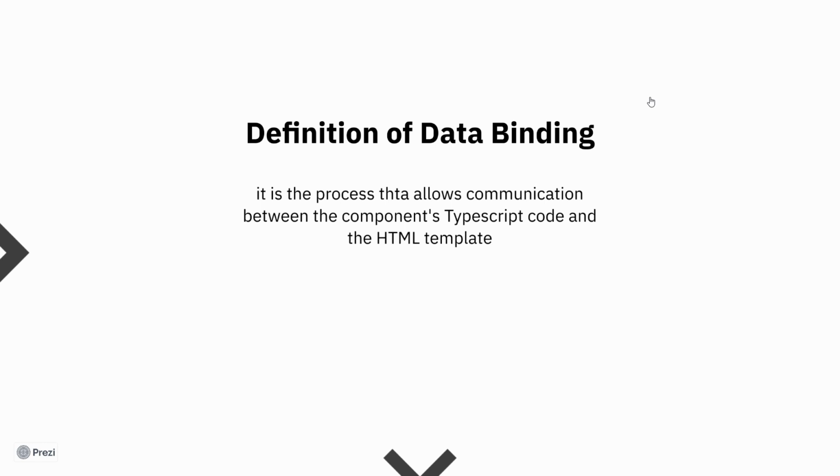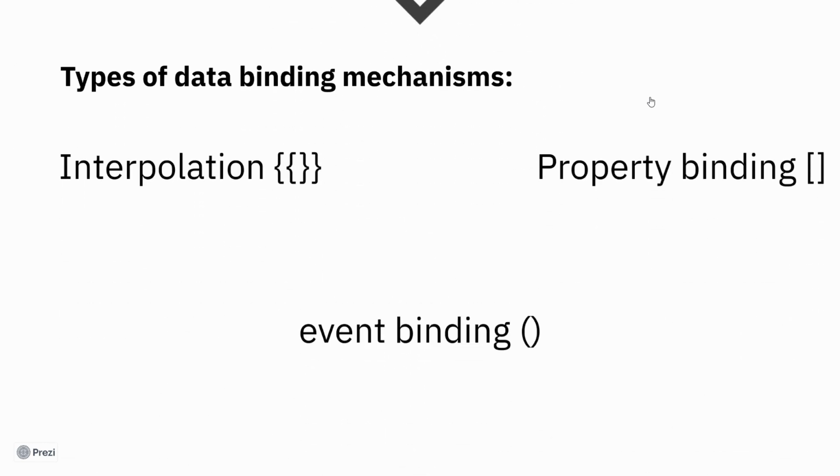What does that mean? We know that Angular is composed of components, and every component contains three important files: TypeScript code, HTML template, and style file. So data binding makes the communication between TypeScript code and HTML template possible. So how can we do that?